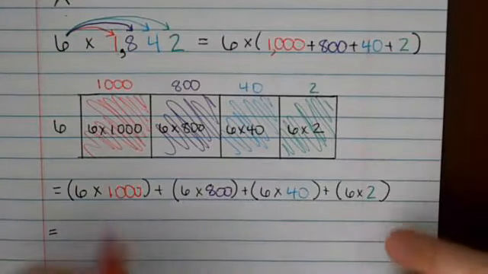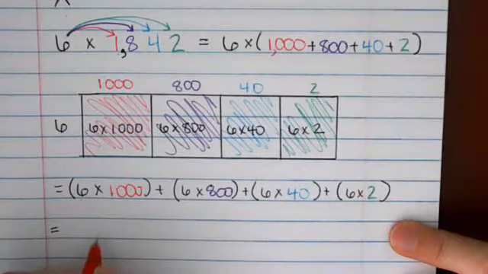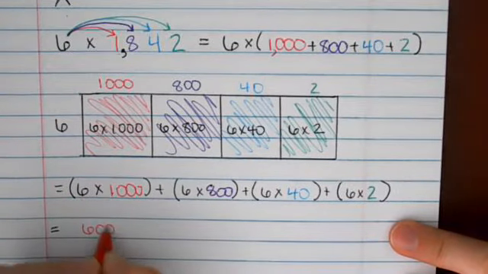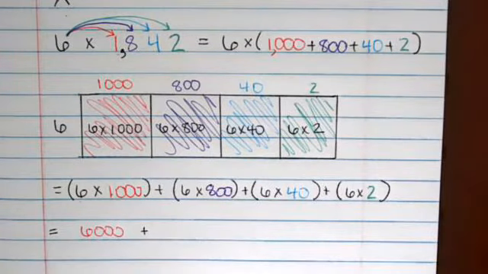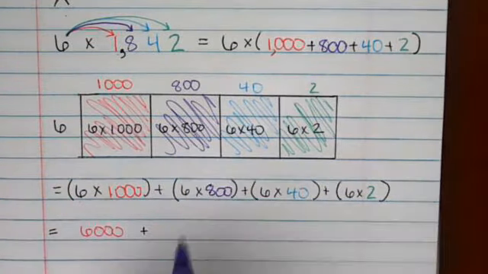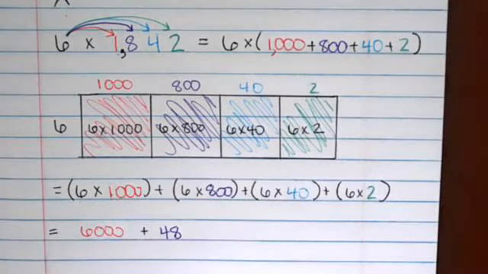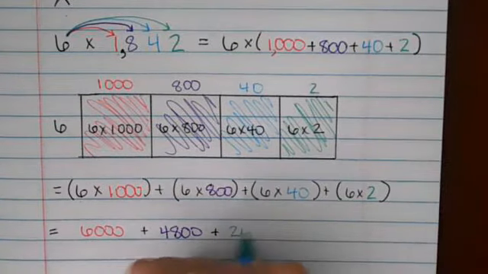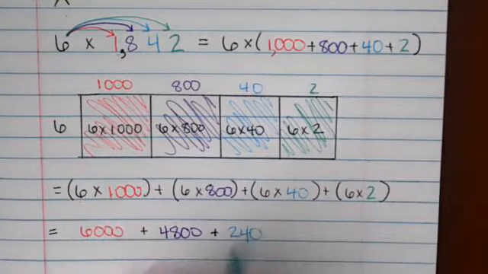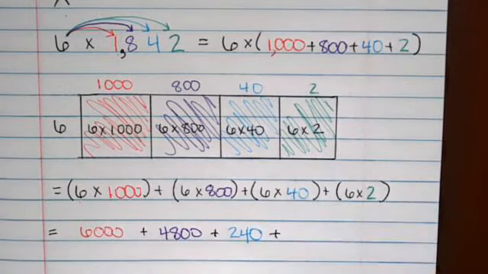So 6 times 1,000, there's basic math facts. 6 times 1 is 6 with 3 zeros in the back is 6,000. 6 times 8, the basic math fact, that's 48, plus 2 zeros on the back, 4,800. Then 6 times 40, your basic math fact is 6 times 4, which is 24 with the 0 on the back, 240. And then 6 times 2, which is 12.